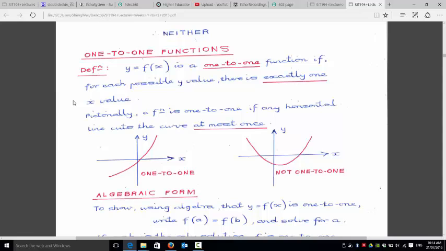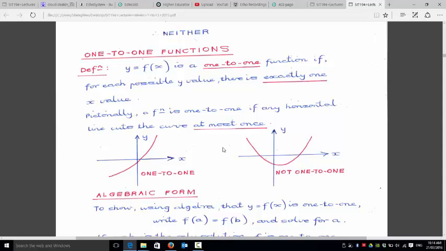So given a function, we have a reverse thinking. Given an x, we will have one y, and given a y, we will have one x. Very restrictive. Have a look at the sketches here. On the left-hand side, this is a one-to-one function, but on the right-hand side, this is not.